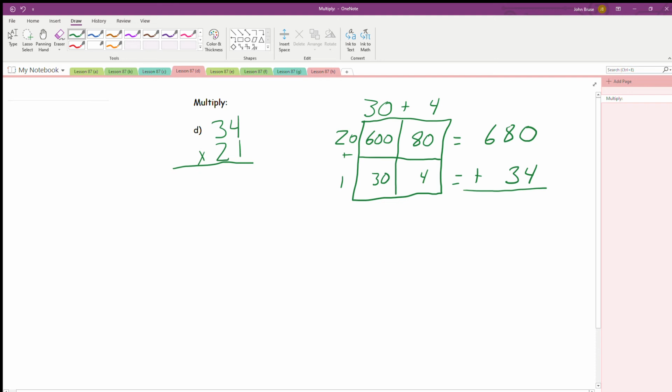Okay, so we're going to add these up. We've got 4. 8 plus 3 is 11. And 6 plus 1 is 7. So there's our answer for that one.